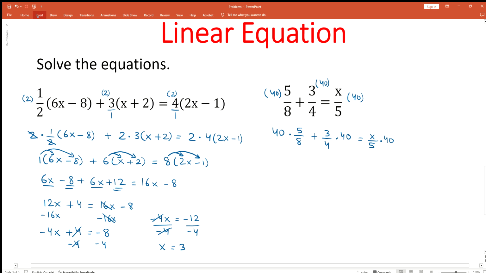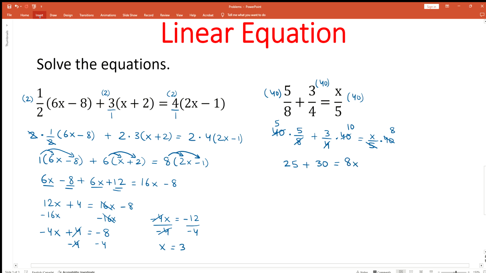Now we can get rid of the denominators. In the first term, we can reduce 40 and 8. 8 goes into 40 5 times. 5 times 5 is equal to 25. In the second term, we can reduce 4 and 40. 4 goes into 40 10 times. 3 times 10 is 30. And on the right side, we can reduce 5 and 40. 5 goes into 40 8 times. X times 8 is equal to 8x.